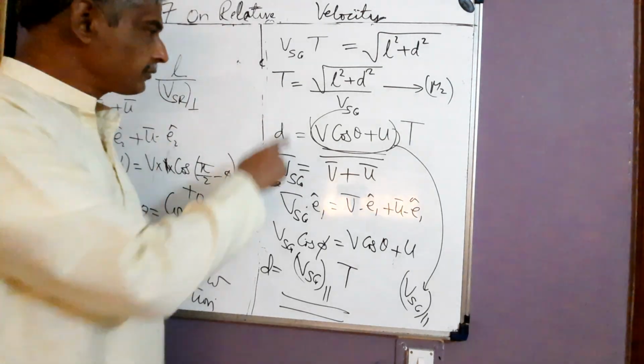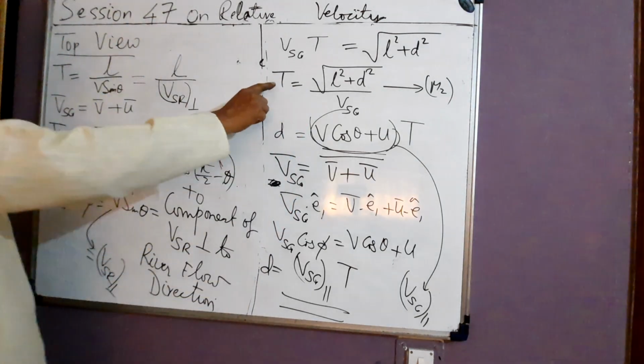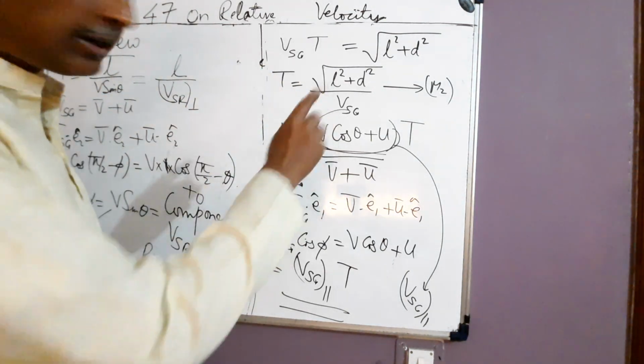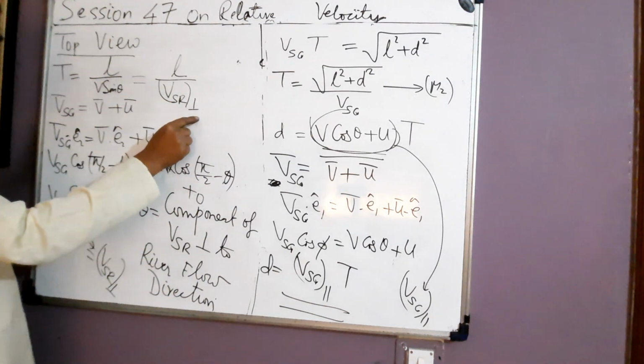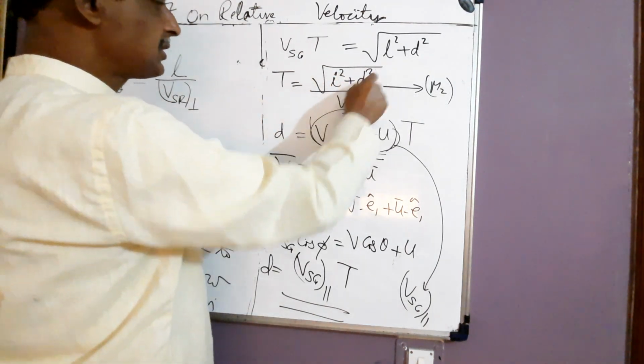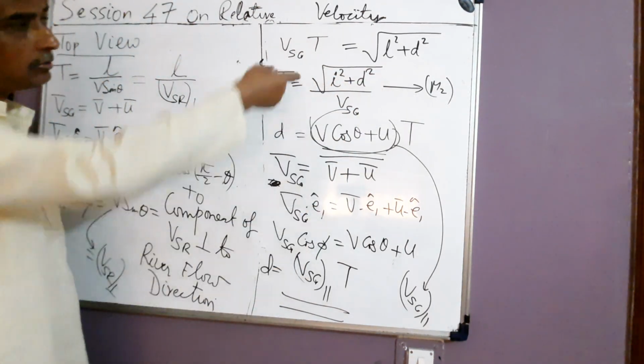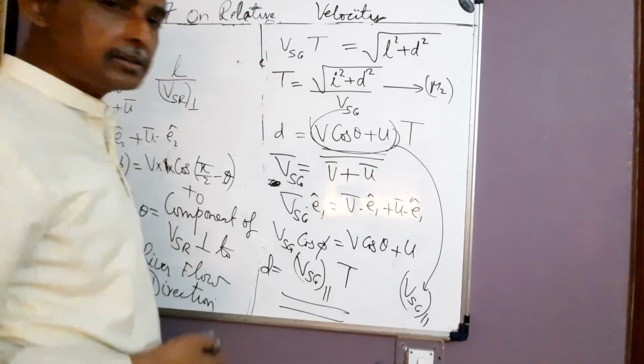So we have found the expression for drift. We have found the expression for the time taken by the swimmer to cross the river. Two formulas: one is L by VSR perpendicular, another is root under L square plus D square by VSG. Now whichever is known, we substitute in that equation and we get the result.